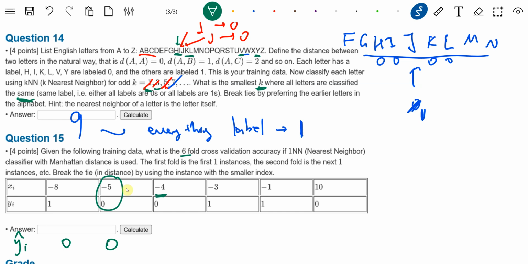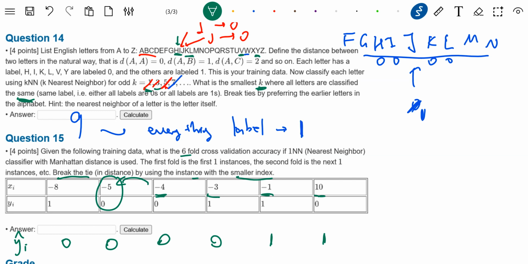And for -4, find the nearest neighbor. They're the same distance, so let's see the tie-breaking rule. Break the tie by using the instance with the smaller index. So just use the previous one, basically. That's 0. Next, 3 is actually closer to 4 compared to -1, so we don't need tie breaking. So that's labeled 0. And -1 is closer to -3 compared to 10, and 10 is obviously closer to -1. So that's a 0.